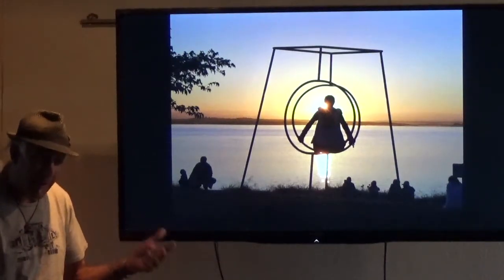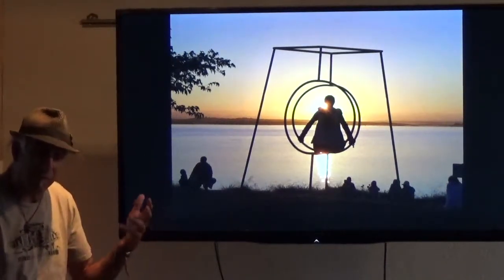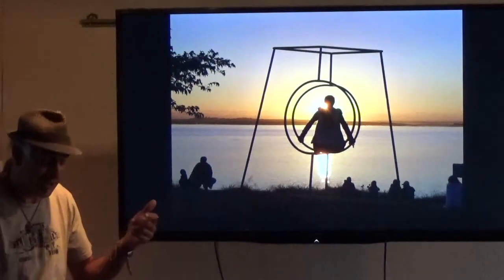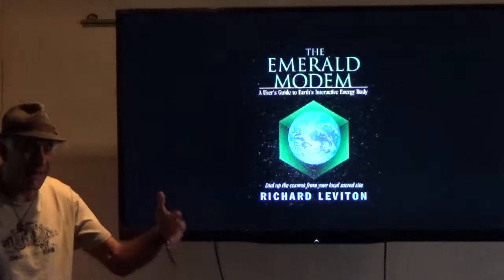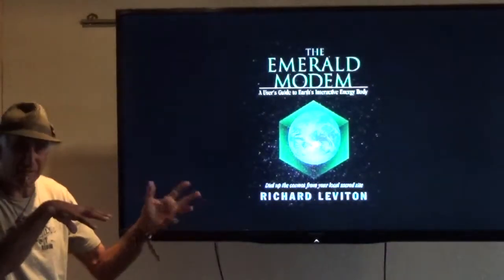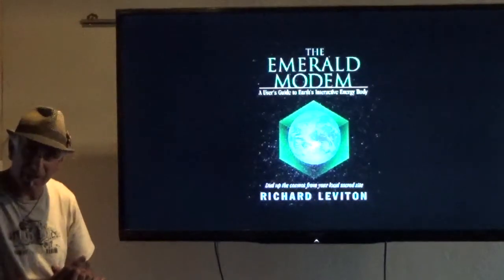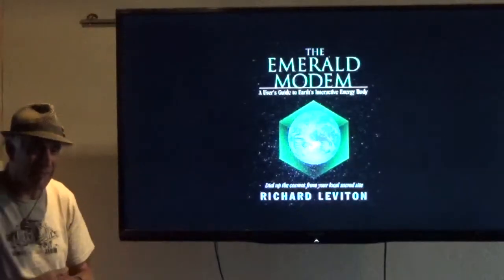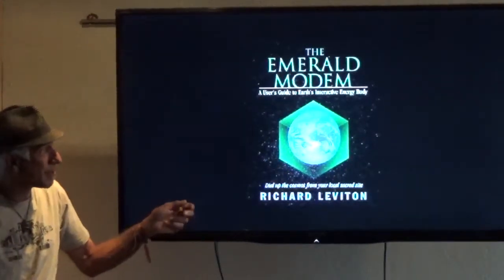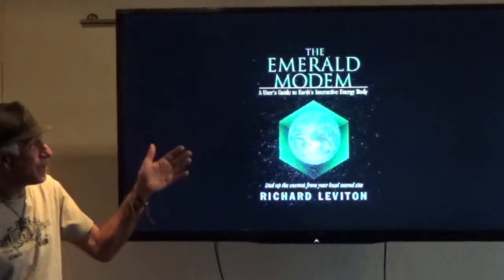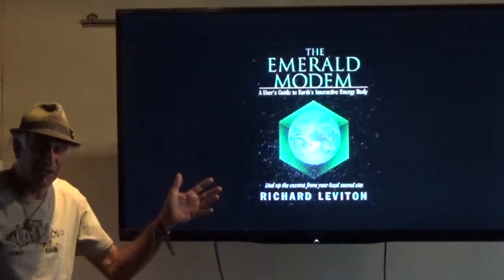After that one was burned, a friend of mine said, did you ever think of placing your portals on sacred sites? I had studied things about sacred sites in the Earth's energy body back in the 80s, but by that time, 2005, I wasn't really thinking too much about that. I was just thinking about building these portals. But I looked it up, and I found this book by Richard Levitin, called The Emerald Modem, A User's Guide to the Earth's Interactive Energy Body.